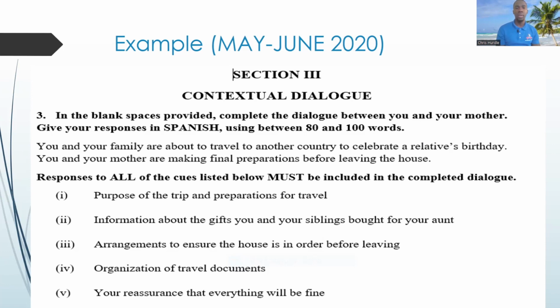1, purpose of the trip and preparations for travel. 2, information about the gifts you and your siblings bought for your aunt. 3, arrangements to ensure the house is in order before leaving. 4, organization of travel documents, and 5, your reassurance that everything will be fine. So these are the cues that you were given. So these are supposed to help you in constructing your answers.